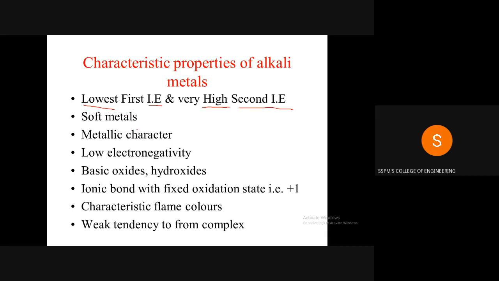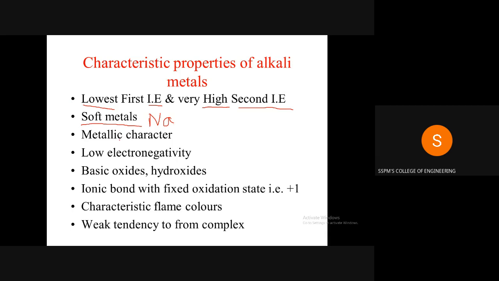Then, alkali metals are called soft metals. The example is sodium. Sodium is a very soft metal, easily available in our lab, which is used for identification of organic compounds. We cut the sodium metal and use it to prepare the sodium extract. So sodium is a very soft metal.